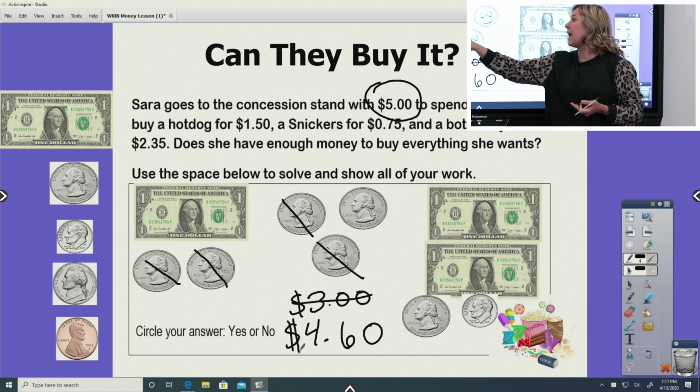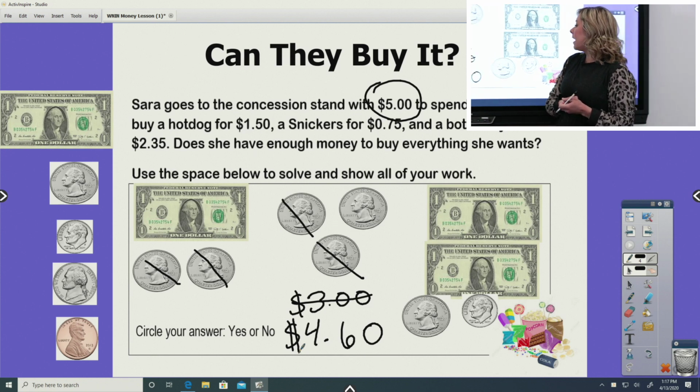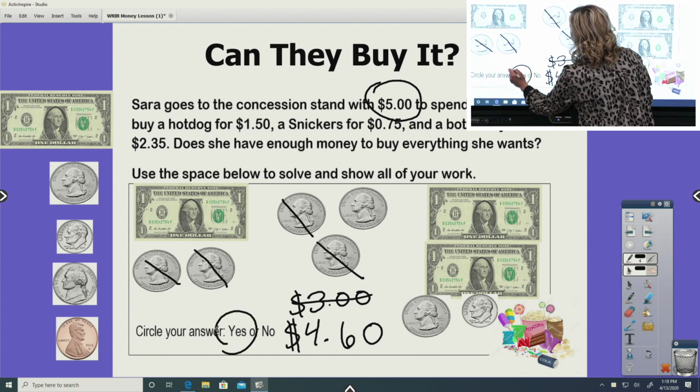So I want you to think, she went to the concession stand with $5 to spend. Can she purchase all 3 of those items? If you said yes, then you would be exactly right.